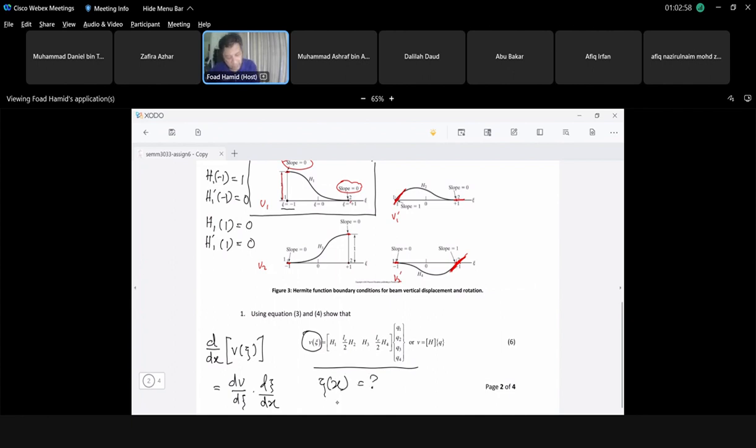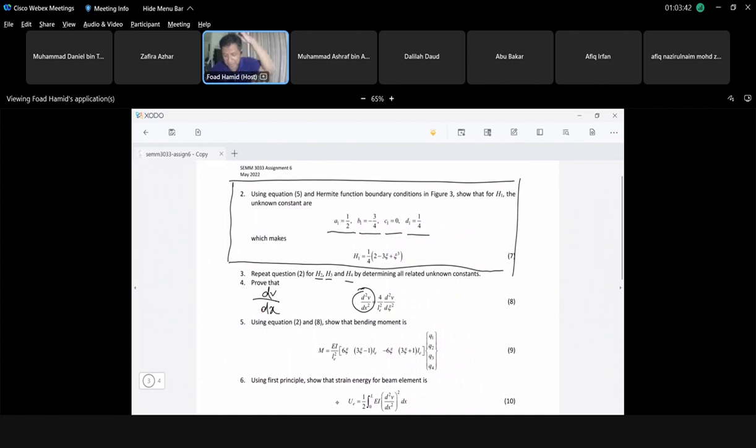So do we know what is v as a function of x? We know v as a function of z, but do we know v as a function of x? Remember from our bar element? I hope you still remember from our bar element, because v equals, if I'm not mistaken, 2 over L times x minus x1, which is just minus 1, if I'm not mistaken. Please double check, I think my memory is not that good anymore. Okay, so now you can do that.